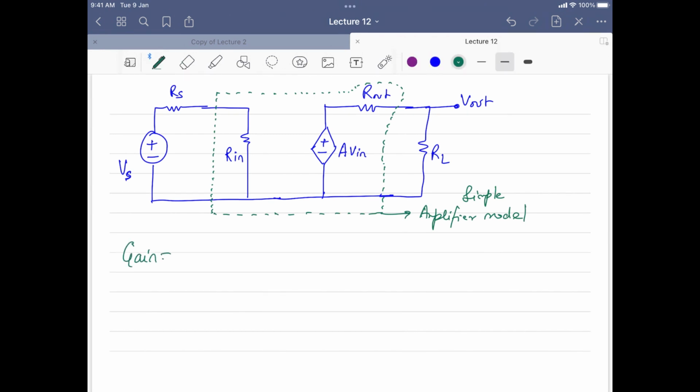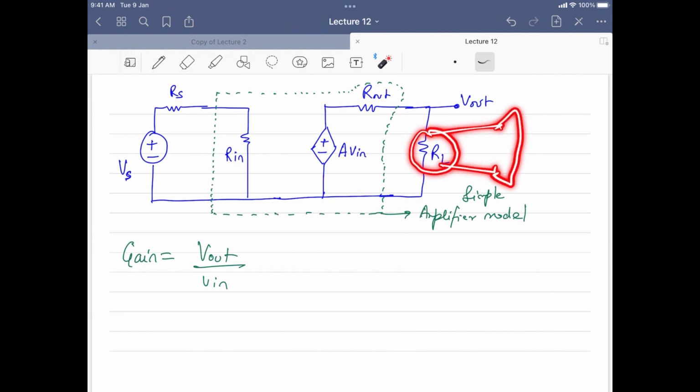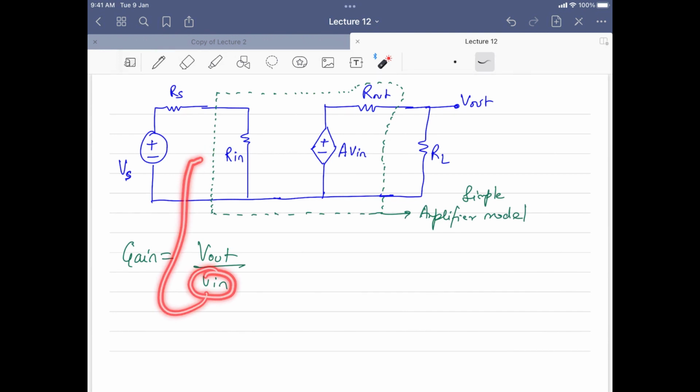Gain is basically defined as V out over V in. This is what we are calling gain. And V out is the output that you are getting at the load resistance, that is the speaker. On the speaker you will get some higher output waveform, right? So that voltage waveform which you are getting at the speaker, you divide it by the small waveform which you are feeding into the amplifier. So this V in is the V in that you will get at this value.